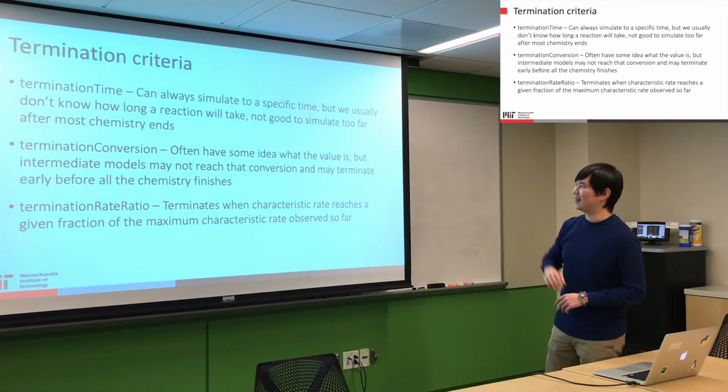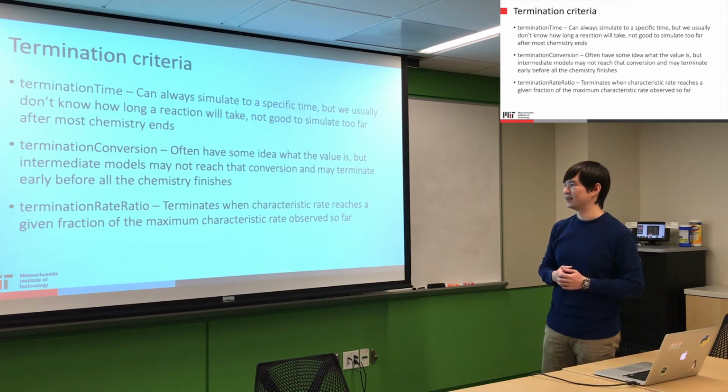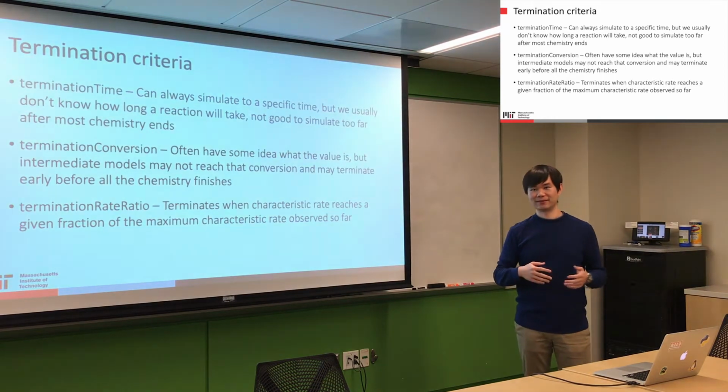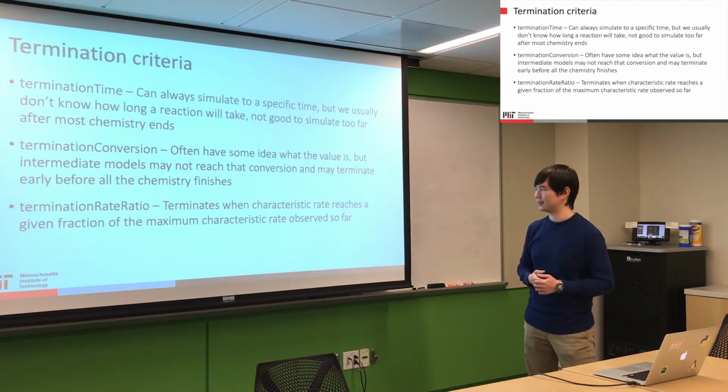Termination conversion is the conversion of any initial species in your reactor conditions. For this, you might also have some general idea of what you want. So if you want, say, 90% conversion or 99% conversion of your initial reactant.